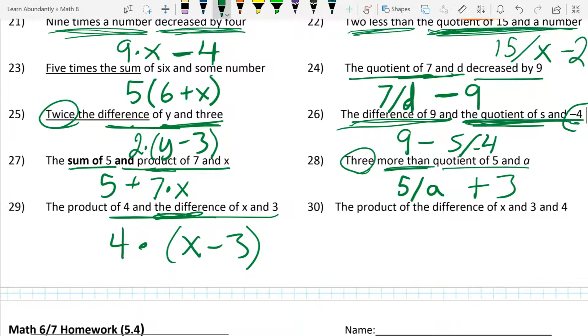The next one says the product of 4 and the difference of x and 3. So that means we're going to have to do the difference of x and 3 and then multiply it by 4. So the difference of x and 3 is going to be x minus 3. And then we're going to have to multiply that by 4.